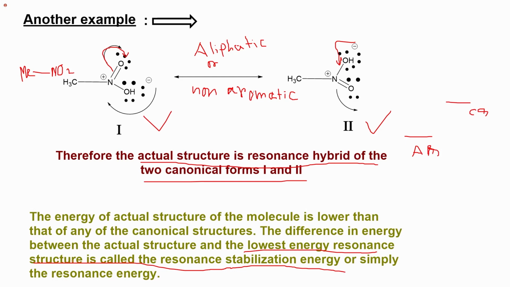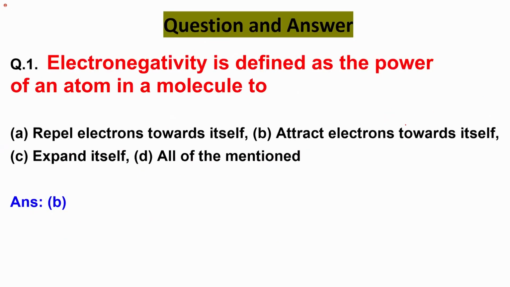Now they're saying the difference in energy between the actual structure and the lowest energy resonance structure, or canonical structure, is called the resonance stabilization energy. So this is the stabilization energy. That is why they are saying the energy of the actual structure of the molecule is lower than that of any canonical structure. So this is the stabilization energy one molecule has. Now we'll go to the next.